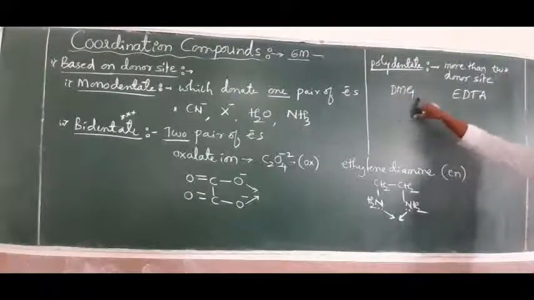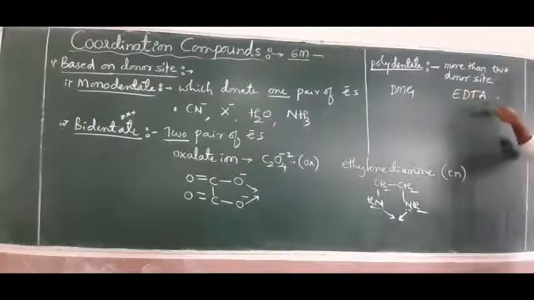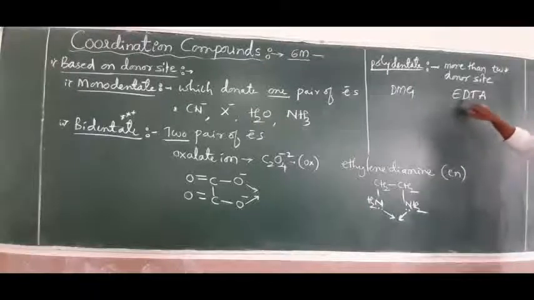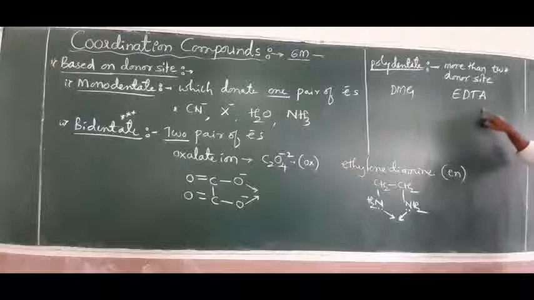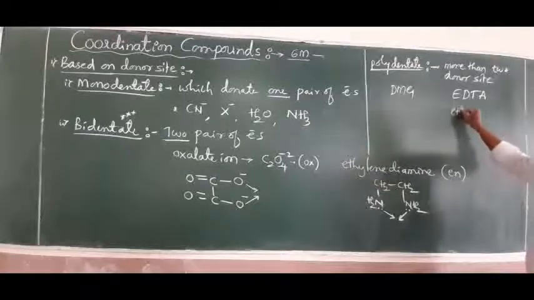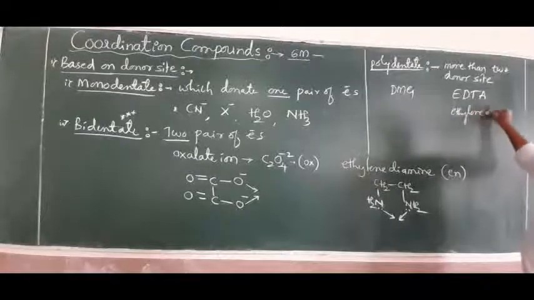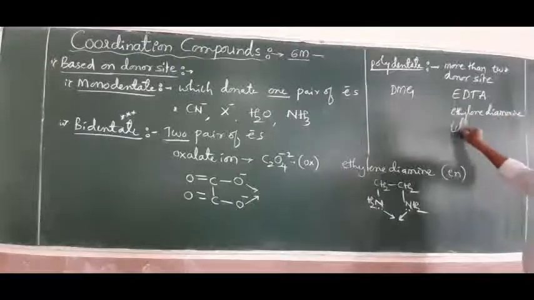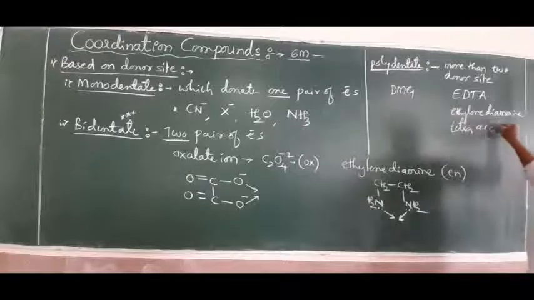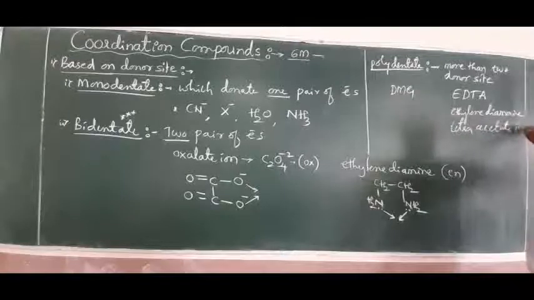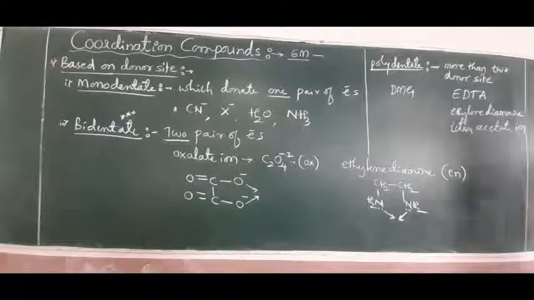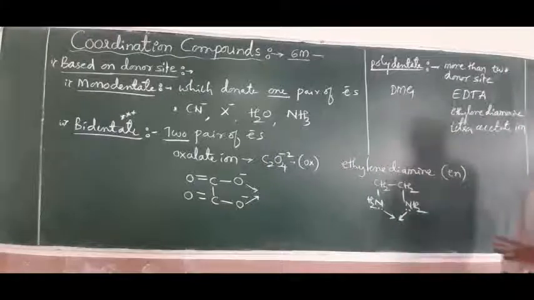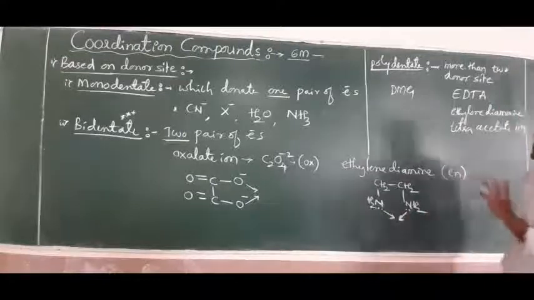Dimethylglyoxime is one example. And another one is the ethylenediaminetetraacetate ion. Yes, very important. This is your polydentate ligand. So keep yourself as monodentate, bidentate and polydentate.